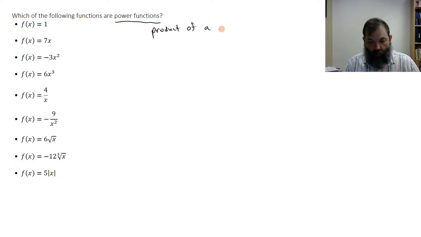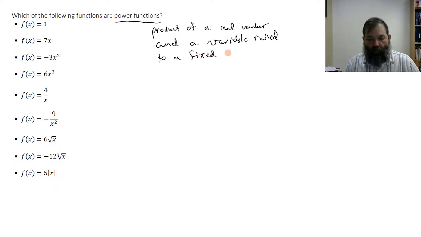All right, so it's the product of a real number and a variable raised to a fixed real number. That is a power function, and it will be just a single term. And so we want to identify from these which of these are power functions.